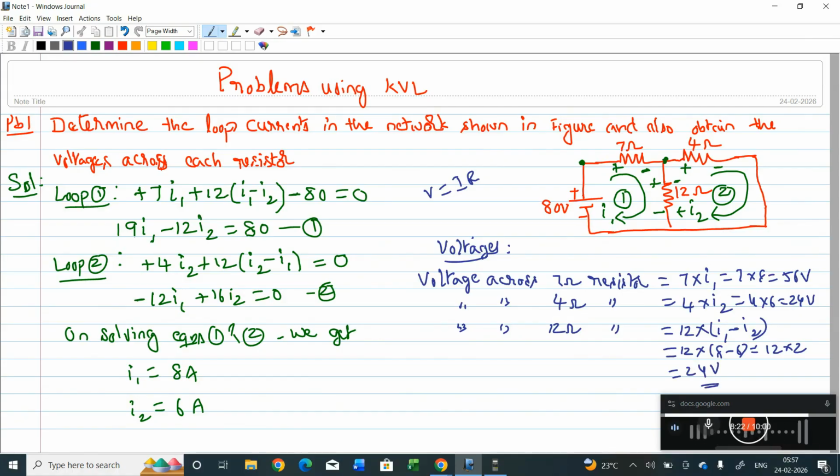So in this way, we can find out the loop currents by using mesh analysis. After finding the loop currents, we can calculate the currents flowing through each branch, and with the help of the current through each element, you can find out the voltage drops in each resistive element. Thank you.